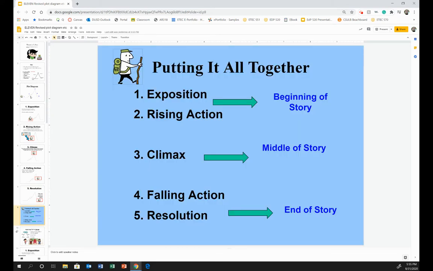So the exposition and the rising action, like, hang on. Sorry, my dog was barking. So I had to let my dogs out.